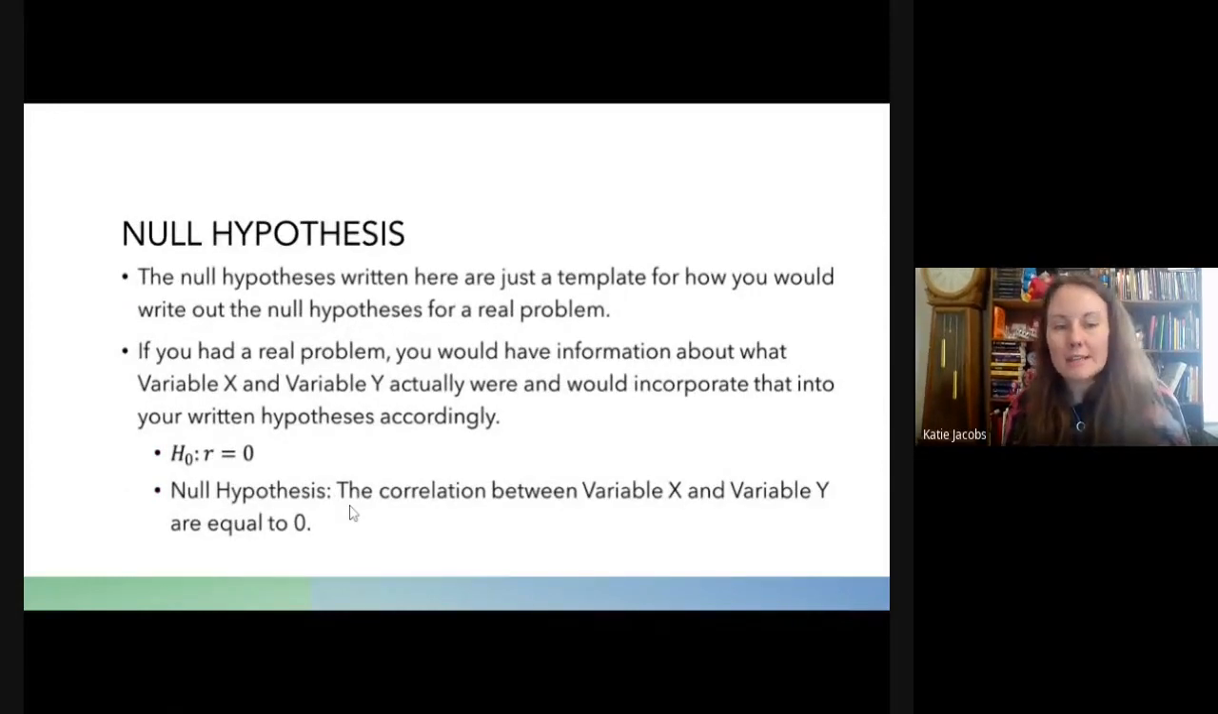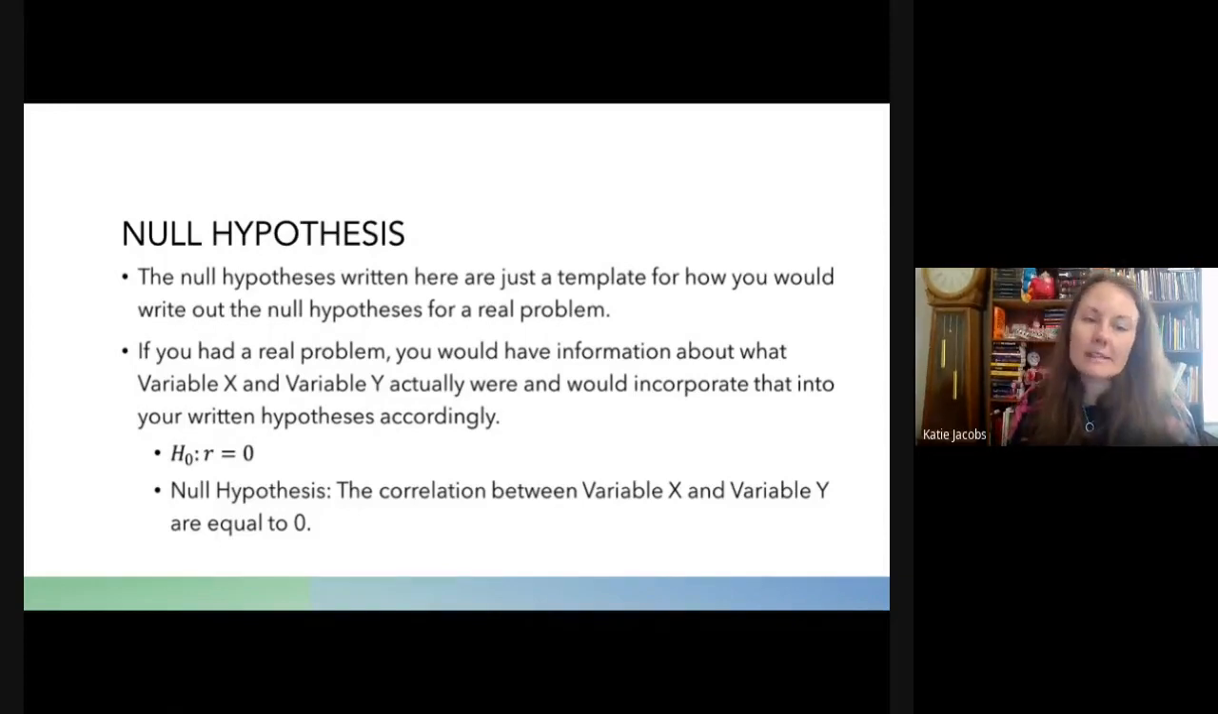So then our null hypothesis, remember, is the exact opposite of our research hypothesis. The template I have here is just a template. You'll have to adapt it for a real world problem. If we had a real world problem, then we would have information about what variable x and variable y were, and then we'd incorporate that into the written words.